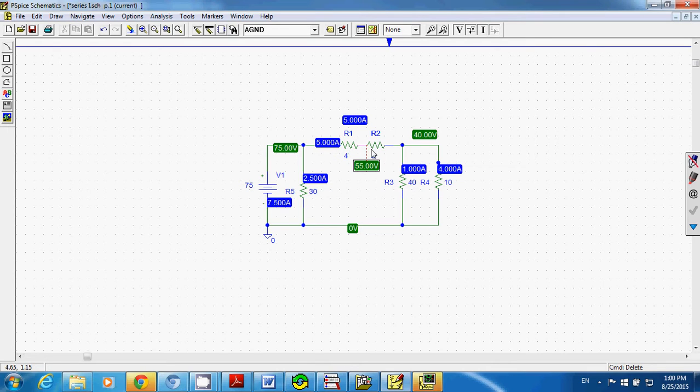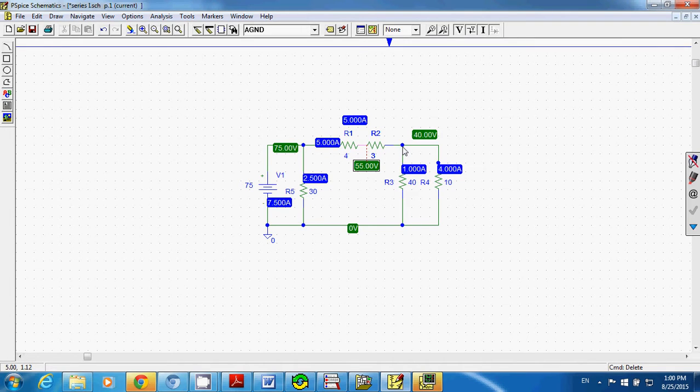And now you take a look at this one here. You have 5 amp current flowing through the 4 ohm resistor and the 3 ohm resistor, and that means the voltage drop across the 4 ohm resistor is 5 multiplied by 4, which is 20 volts. You start from 75 volts here, and you have a 20 volt drop across the 4 ohm resistor. That's why the voltage at this point is 75 minus 20, and that gives you 55 volts.